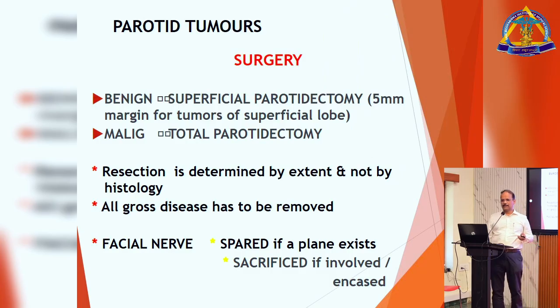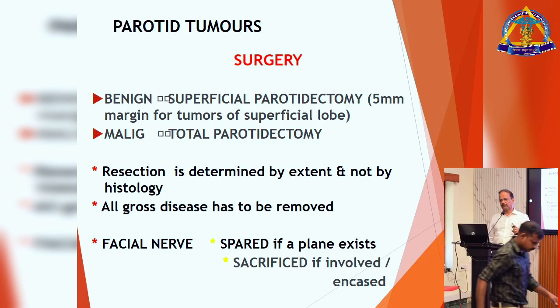Parotid tumors. At the end of this session, if you have to carry some message in relation to tumors of salivary glands: 80% of the tumors of the salivary glands arise from which gland? Parotid, of which 80% are pleomorphic adenoma. What does it mean? 60% of the time you will be operating on the parotid in a salivary gland tumor.